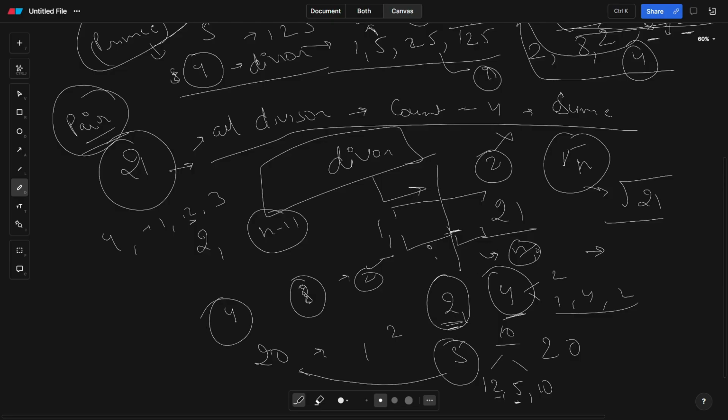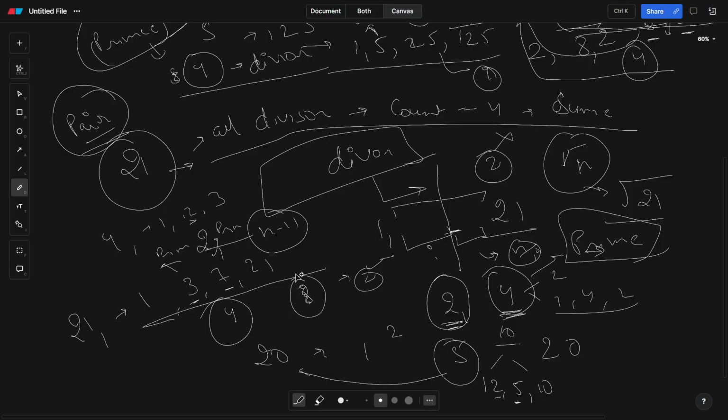So what we need to check is that these two numbers should be prime. If they are prime, I will have 4 divisors. In the case of 21, we have 1, 3, 7 and 21. 7 and 3 are both prime numbers, so I do not need to check whether there are more divisors. This will be my answer, because if the divisors are prime numbers, no other divisor can exist.